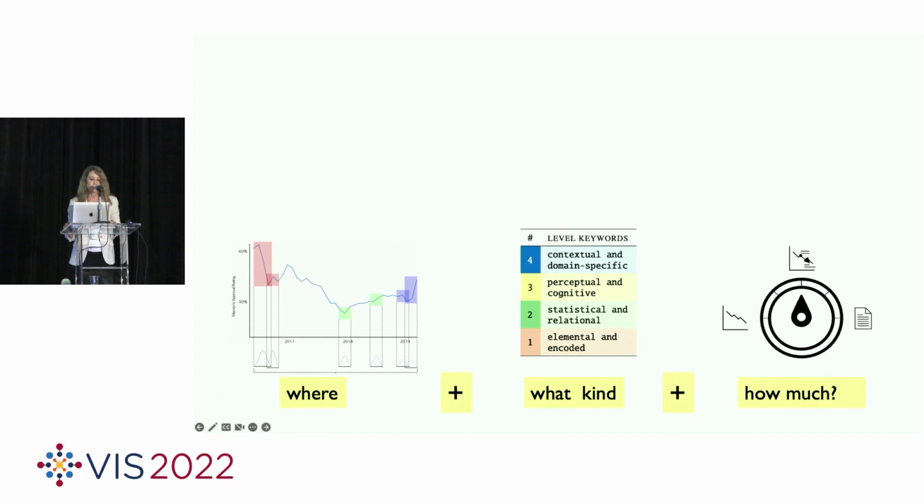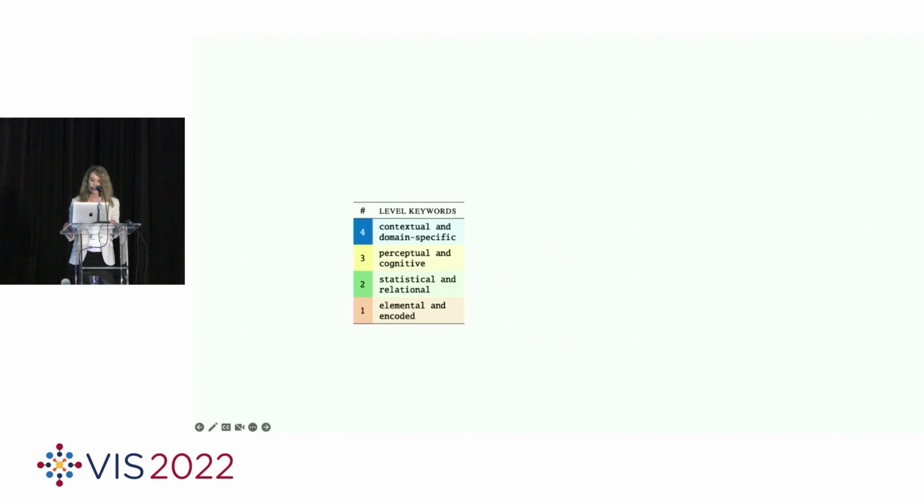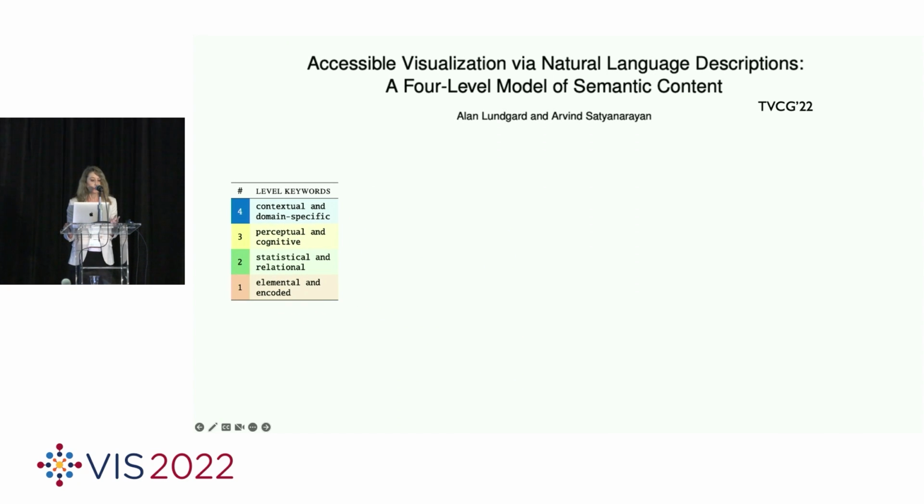So we've talked about the where. The next ingredient is what kind of semantics we should incorporate in our charts. In this work, accessible visualization via natural language descriptions, a 4-level model of semantic content, the experimenters were looking at another topic of great relevance to the text-to-visualization question. What kinds of language is preferred by blind and low vision people and by sighted people?